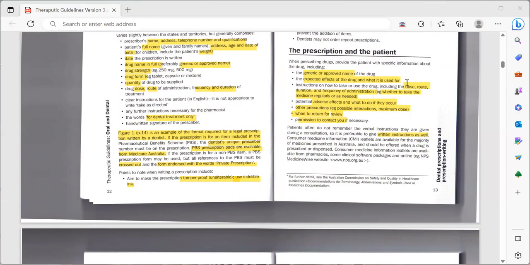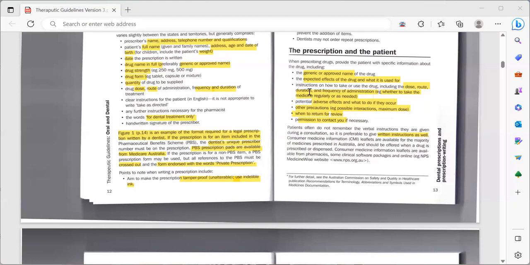For example, if you are prescribing ibuprofen, you should tell the patient, okay, I'm prescribing this medication to you because you are in pain, so that's the reason I'm prescribing. Tell them what effects it can cause to your body, like it can give you some nausea, and most importantly, try to avoid taking alcohol with ibuprofen, because that can lead to some tummy issues.